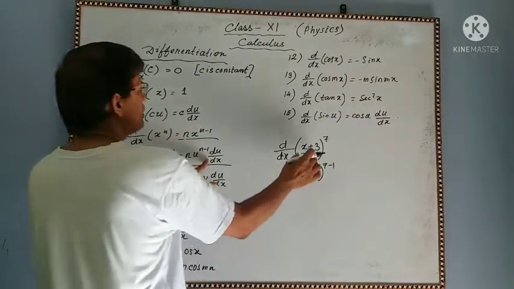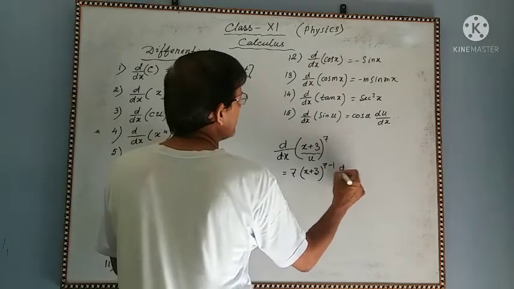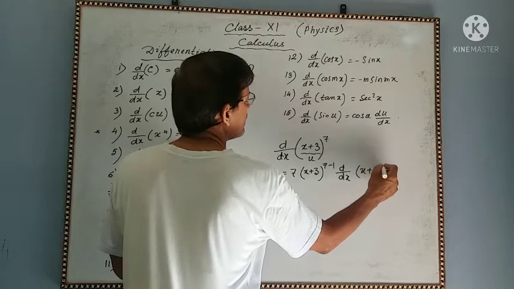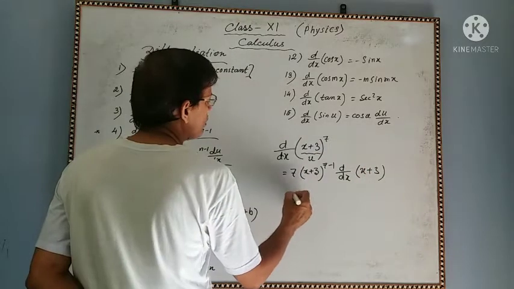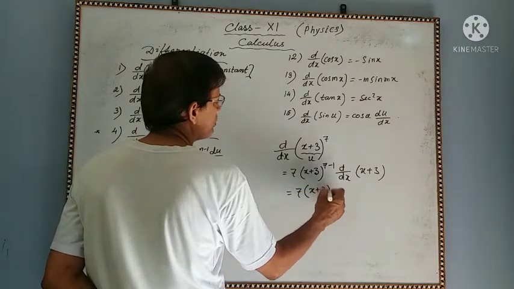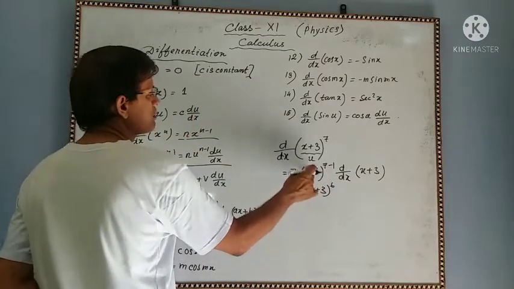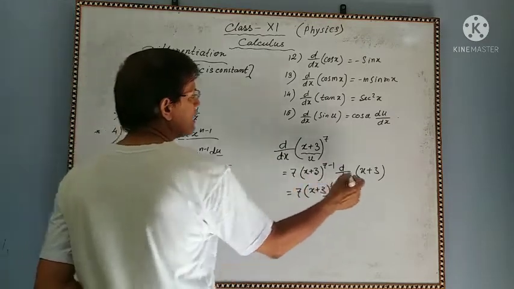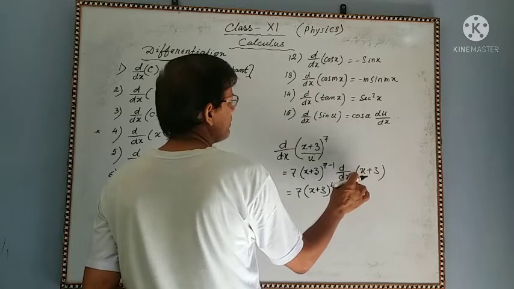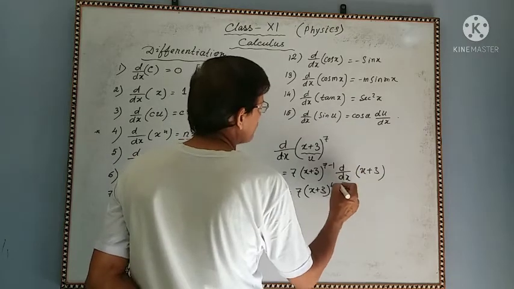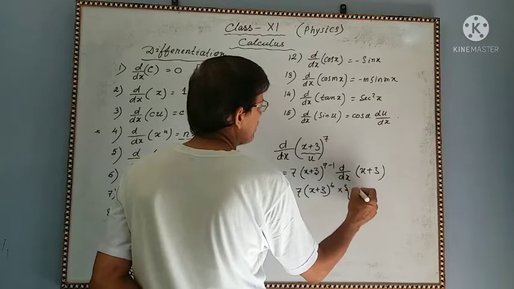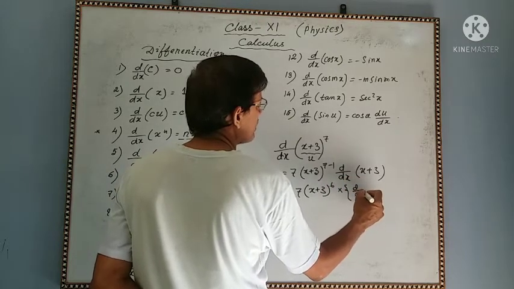Then the differentiation of u, that means d by dx of u, where u is x plus 3. So 7 times x plus 3 to the power 6. Then you have to differentiate this, that is, the differentiation of x plus 3. So what are we getting? This can be written as d by dx of x.